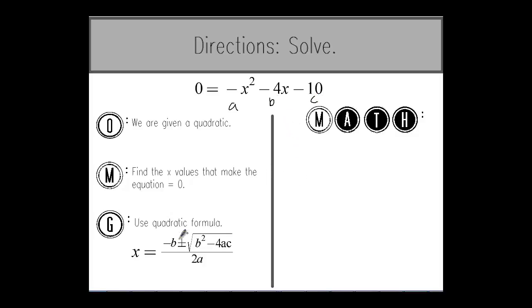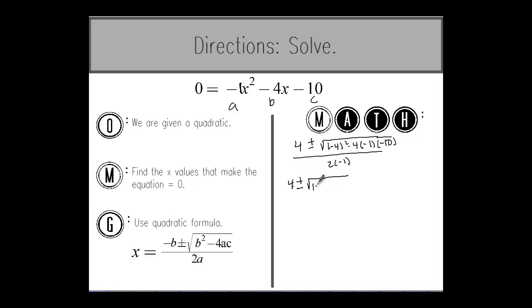If my b value is negative, when I plug in negative b, and b is negative, the negatives cancel out, so I get 4 plus or minus the square root of negative 4 squared minus 4 times a times c, all over 2 times a. Although there's no a value given, we know that there's always a 1 here, so that's why I'm plugging in negative 1.